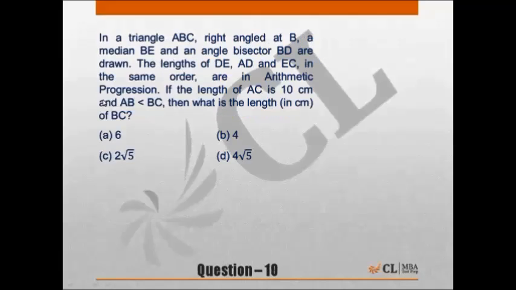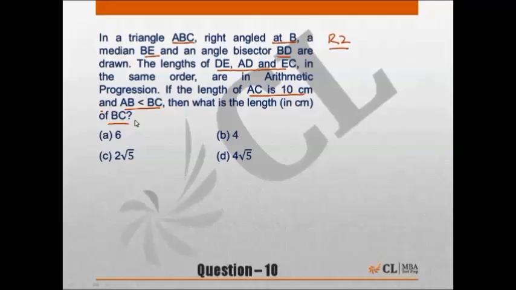Let's move to the next question now. Question 10. In a triangle ABC right angled at B, a median BE and an angle bisector BD are drawn. The lengths of DE, AD, EC in the same order are in arithmetic progression. If the length of AC is 10 centimeters and AB is less than BC, what is the length of BC? Geometry, round 2 for me. For me, all geometry questions are round 2 questions except mensuration questions many a times. But geometry in general will be a round 2 item for me because I take time in solving these questions. Geometry is not my strongest area.